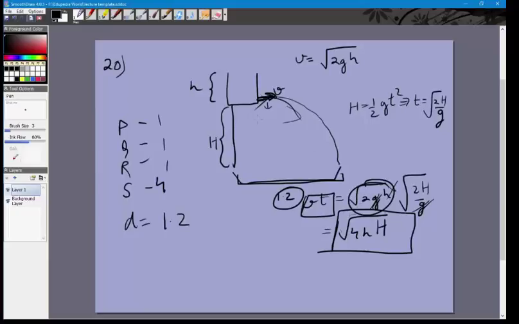As the gravity decreases, the speed decreases, but this distance remains constant because the time taken to fall increases. So the answer in this case will be 1, 1, 1 and 4, which is option C. This completes the physics portion of the 2014 JEE Advanced Paper 2. Thank you.